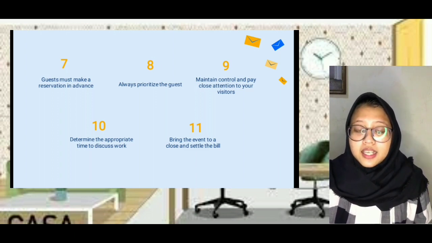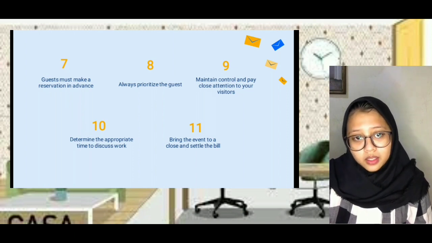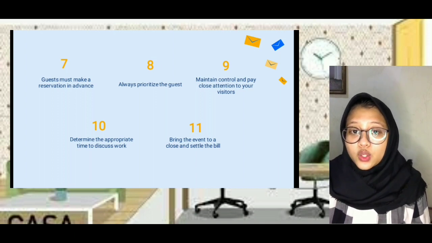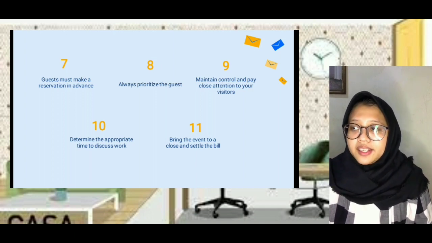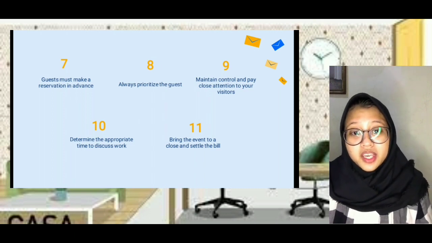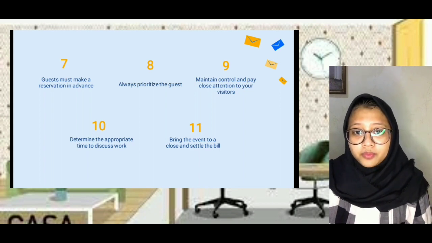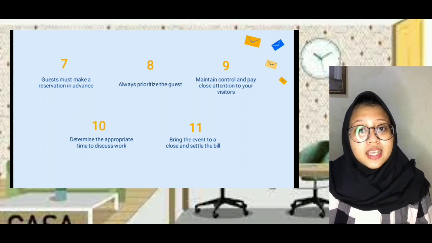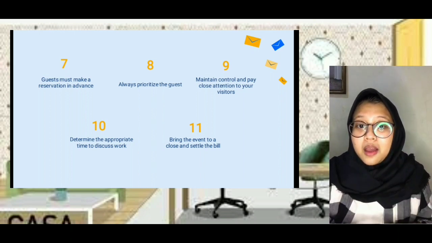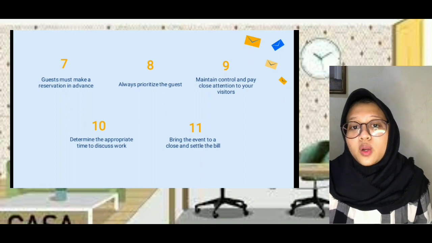And then 11. Bring the event to a close and settle the bill. As an invitee, indicate that the gathering is over to the waiter. And then pay the bill. If something doesn't match the bill or there are service issues, don't bring it up in front of the visitors. Finally, stand up and express gratitude to everyone who attended.